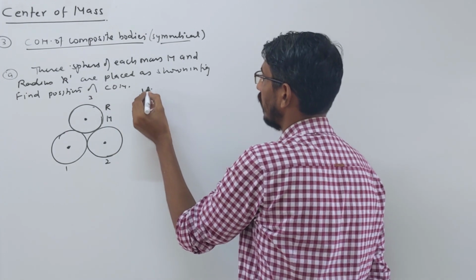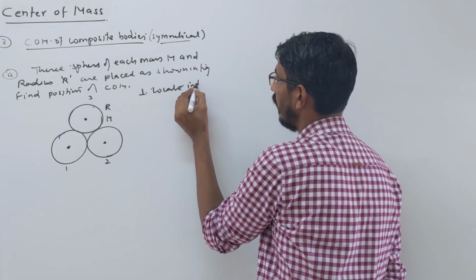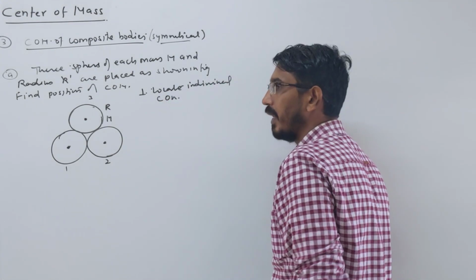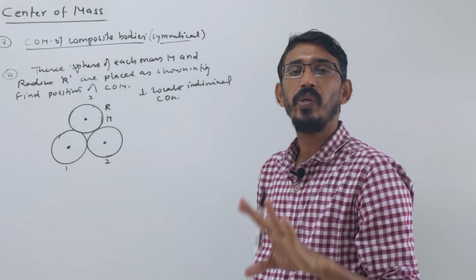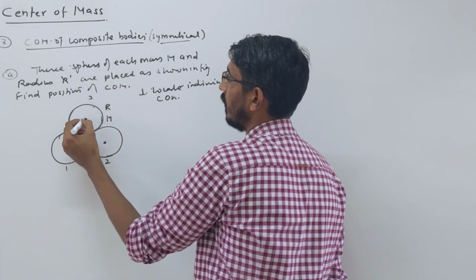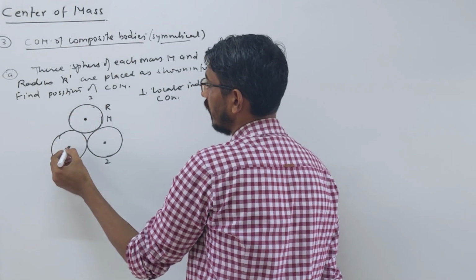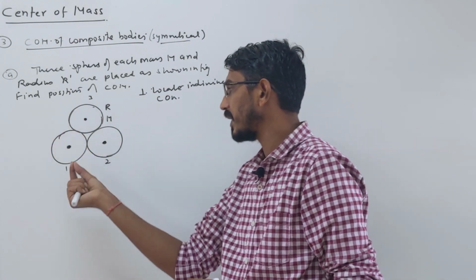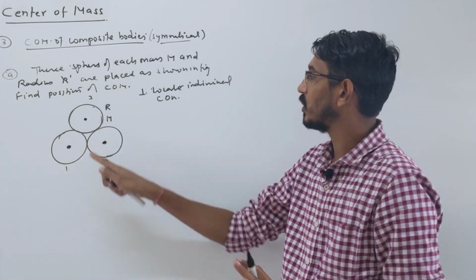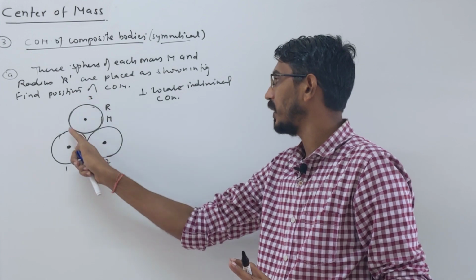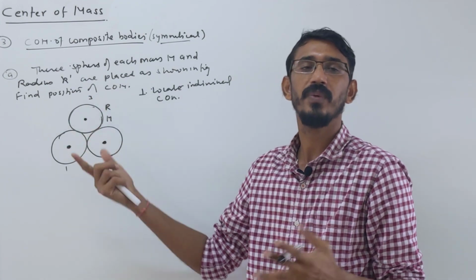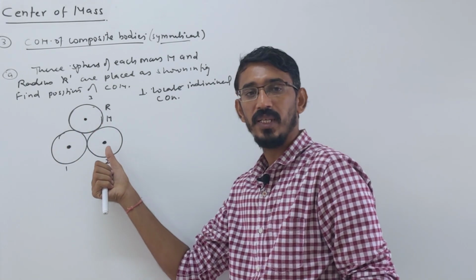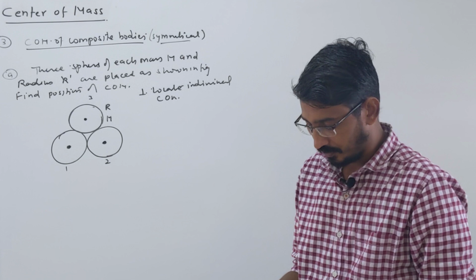First, locate the individual center of mass. Like these 3 bodies are given. First write their individual centers of mass. For this sphere the center of mass will be this middle point, for this sphere that point, and for that sphere that point. Once you locate the individual centers of mass, forget these bodies and focus on these 3 points only, because the mass of the whole sphere is concentrated there. That's the center of mass. It is simply the geometrical center for a uniform body.